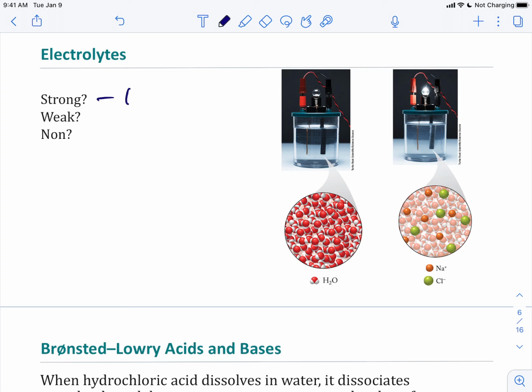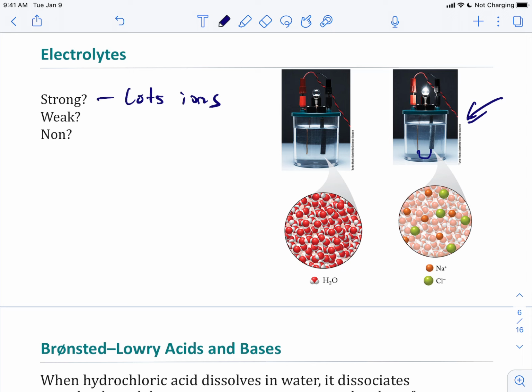So they're going to create lots of ions in solution. Okay? And we can measure this by their ability to conduct electricity, because electricity really is movement of electrons, and ions are charged species. So basically, they can carry that charge of electrons across the solution and complete your circuit.